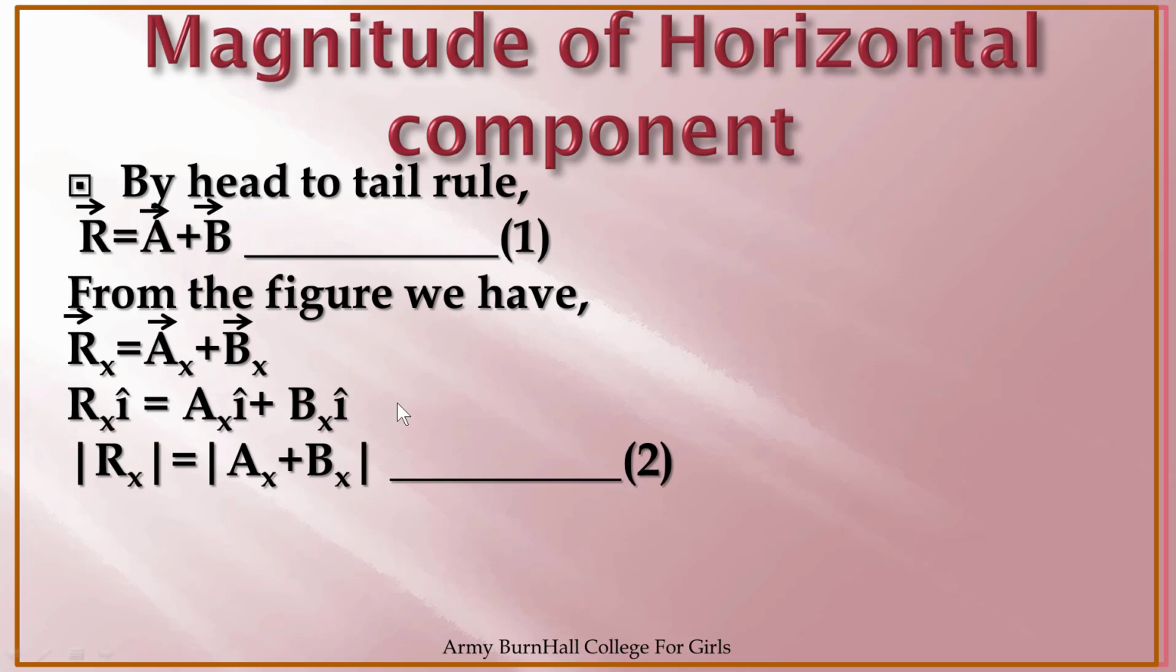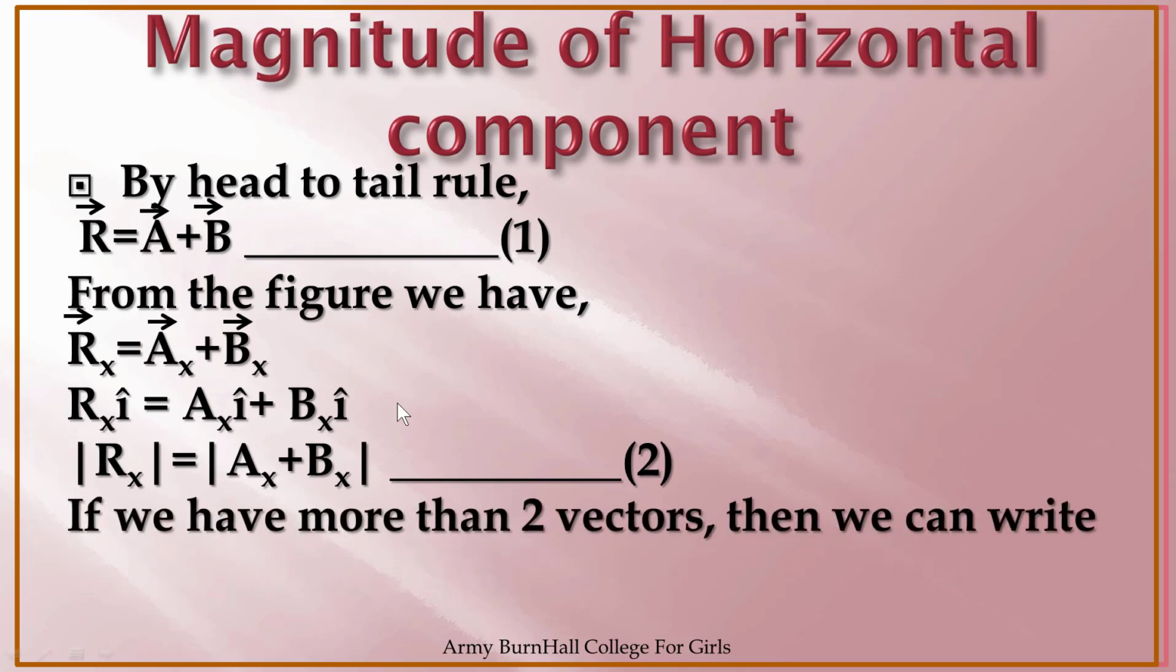This was just for two vectors, vector A and vector B. We can do the same calculation for a number of vectors. If we have more than 2 vectors, then how are we going to write this resultant? Rx is equal to Ax plus Bx plus Cx plus Dx and so on. We will add all the x components of the given vectors, and you know how we are going to find the resultant vector.